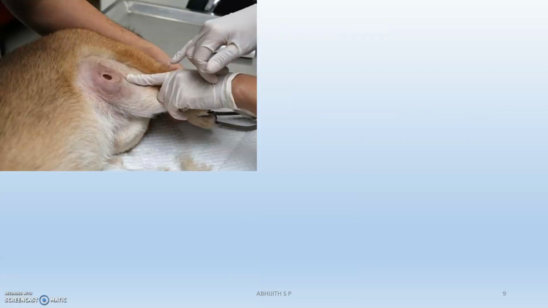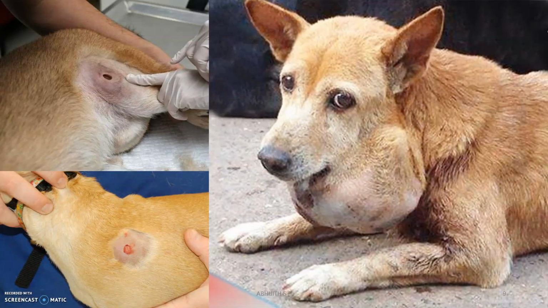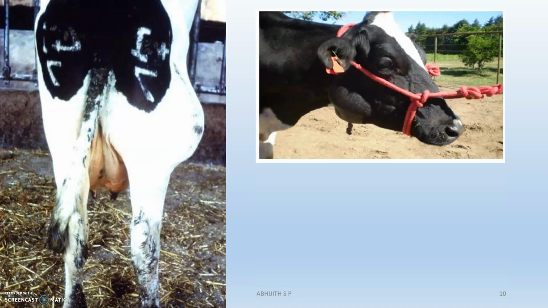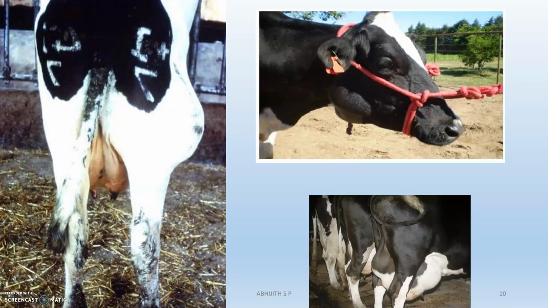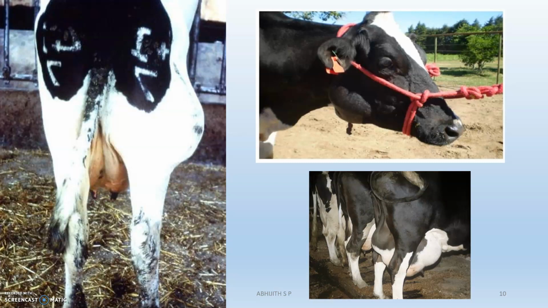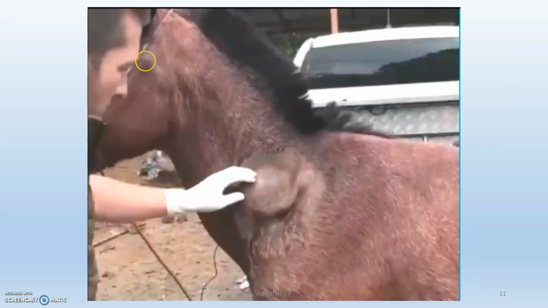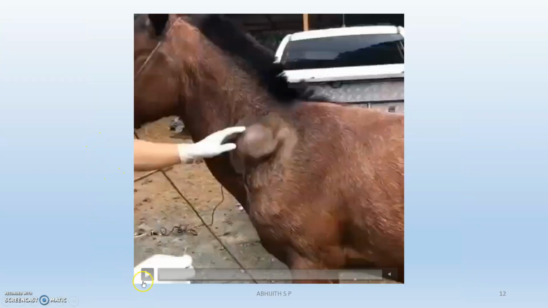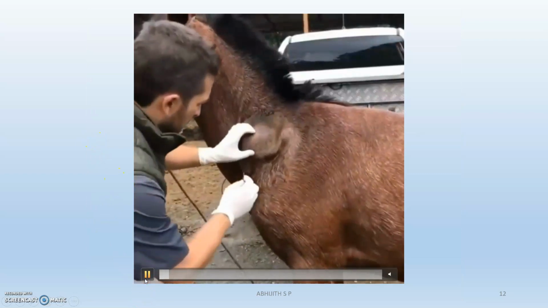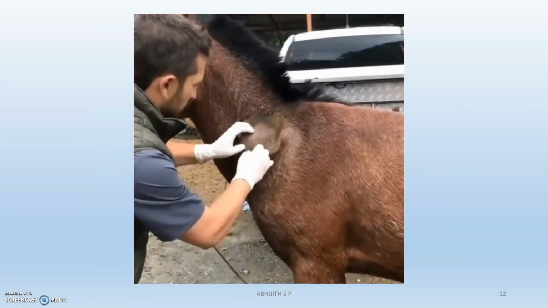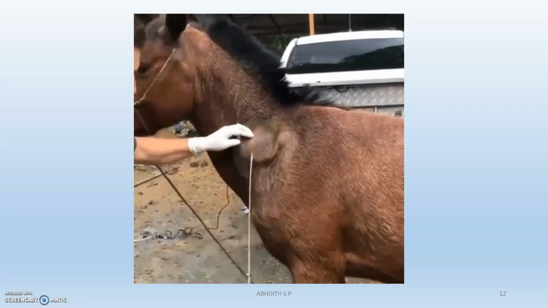You can see the pus coming out. This is an abscess formation in the neck region, in the leg region. This is Actinomyces bovis. This is in the case of the perineal region or mammary region. You can see a video of draining of pus in equines. They will be cutting in the place and draining the pus out.